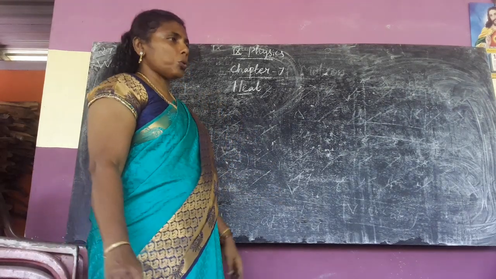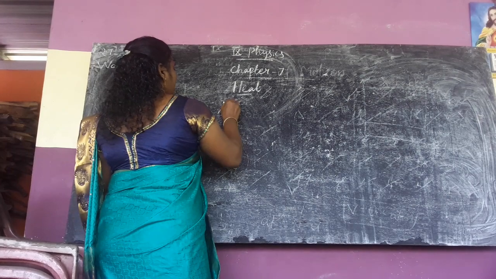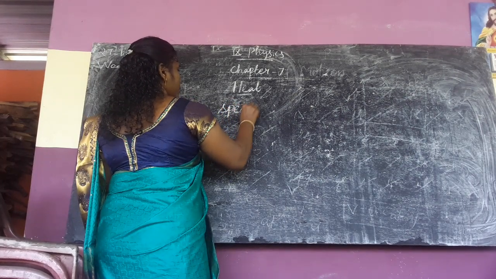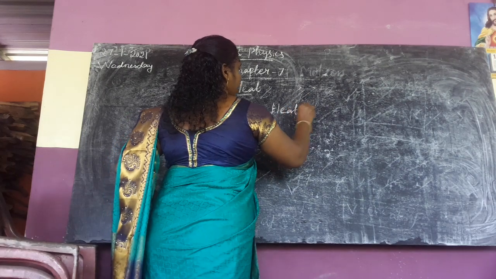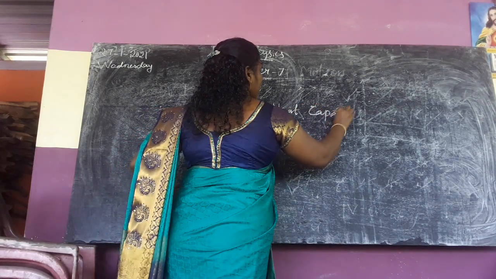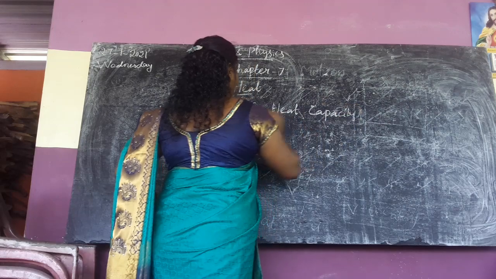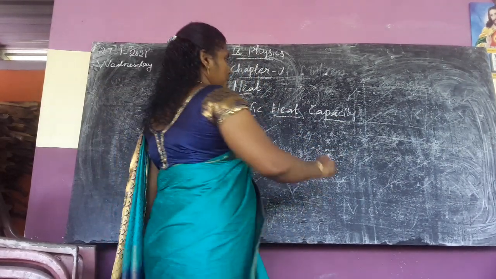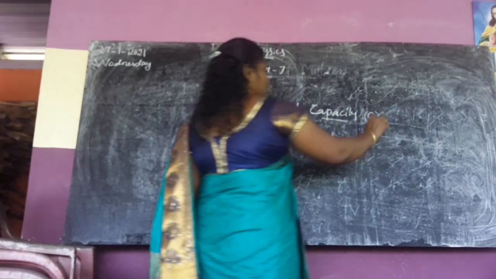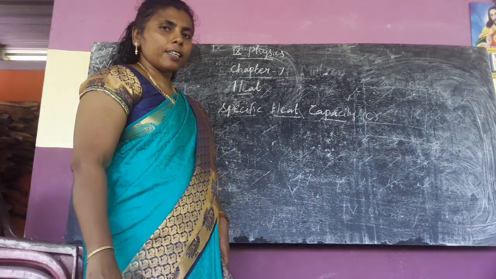Today we are going to learn about specific heat capacity. Specific heat capacity is denoted by the letter C.